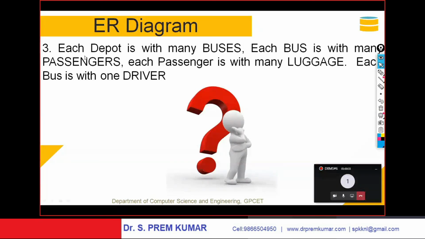You can observe here, each depot is with many buses. Each bus is with many passengers. For every bus, there are many passengers to travel. Each passenger is with multiple luggage. And each bus is with one driver. So bus is associated with passengers as well as drivers.